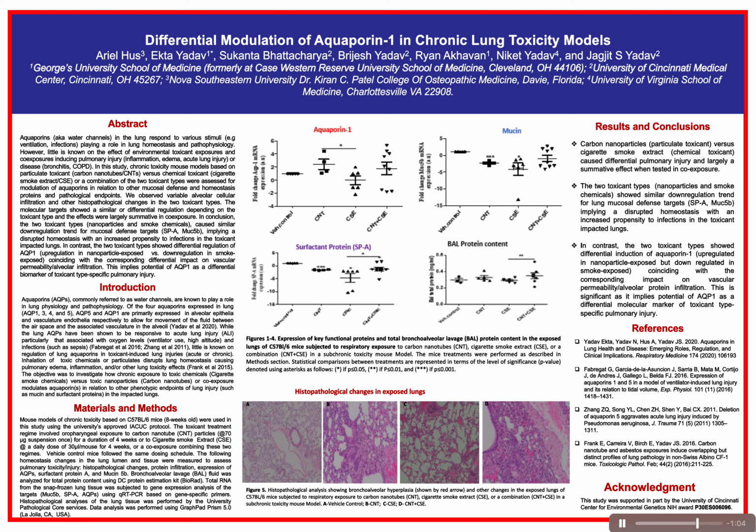Histopathological analysis revealed significant changes in lung tissue, including bronchial alveolar hyperplasia and increased infiltration of immune cells, especially in the CNT and combination exposure groups.